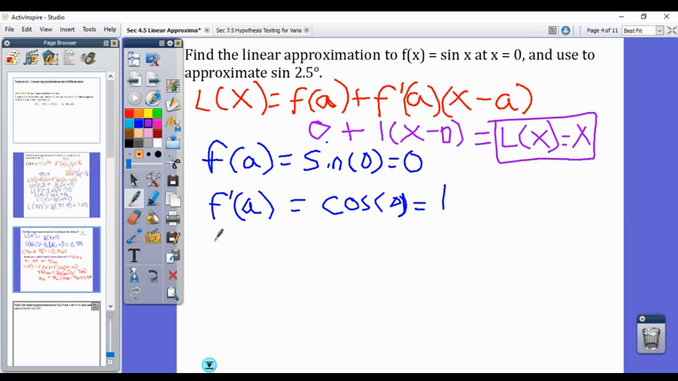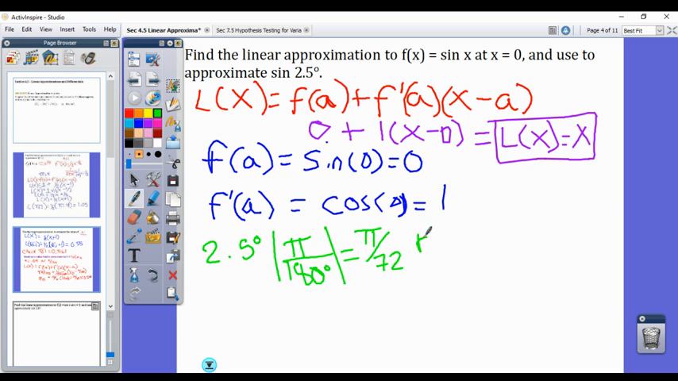All right, so now we can perform our approximation of sine at 2.5 degrees, but first we need to convert that 2.5 degrees to radians. Okay, so what we can do is we know that 180 degrees is equal to pi. And so if you perform the math, you're going to get pi over 72 radians.